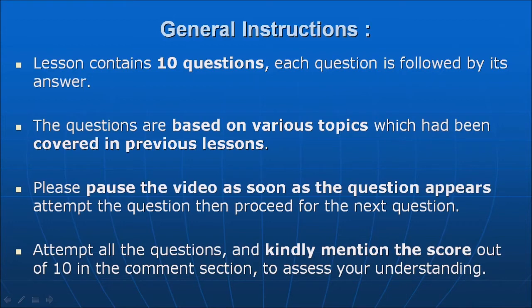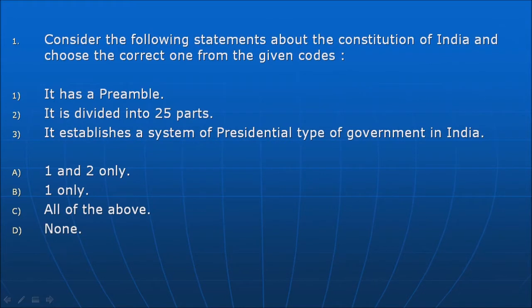So the first question is: consider the following statements about the Constitution of India and choose the correct one from the given codes. The first is, it has a preamble. Second, it is divided into 25 parts. Third, it establishes a system of presidential type of government in India. So here, statement number 3 is wrong and 1 and 2 are right.